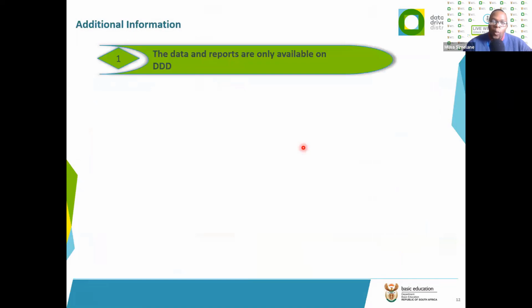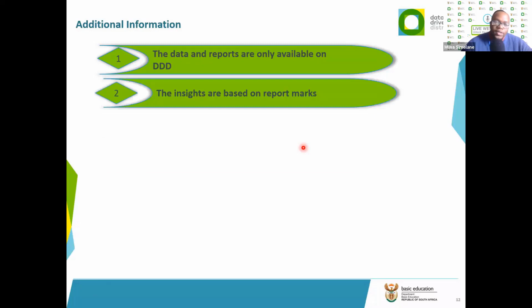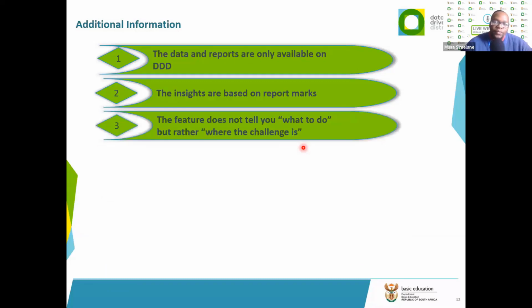So in the next slide, what I want to do first before I go into that is actually talk about some additional information to take away about this report. First of all, it's a report that's only available on the dashboard. Unfortunately, you can't find this report anywhere else. Like I'm saying, it uses sophisticated mechanics and AI to predict what is going to happen to our learners. The insights are based on report marks instead of exam test marks. In other words, it's using the mark that the learner would be going home with in the report to make these insights. The feature does not tell us what to do, but rather where the challenge is.